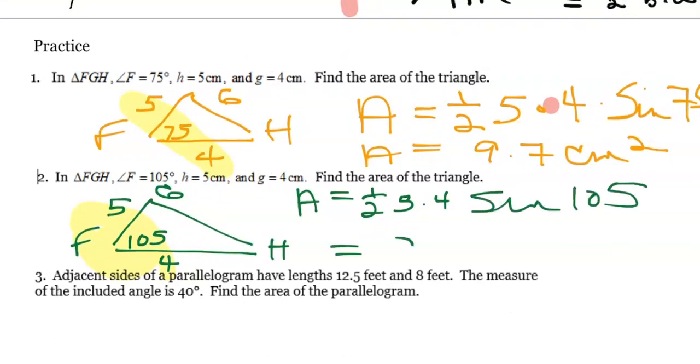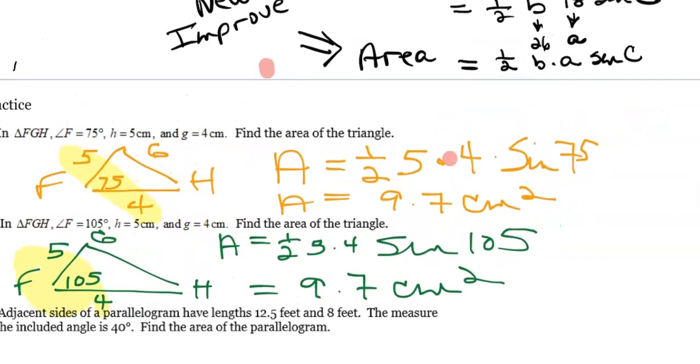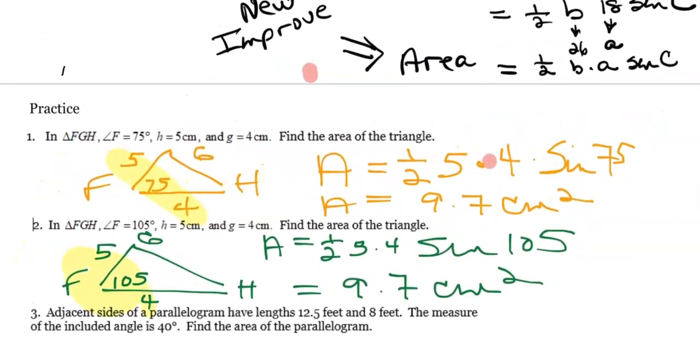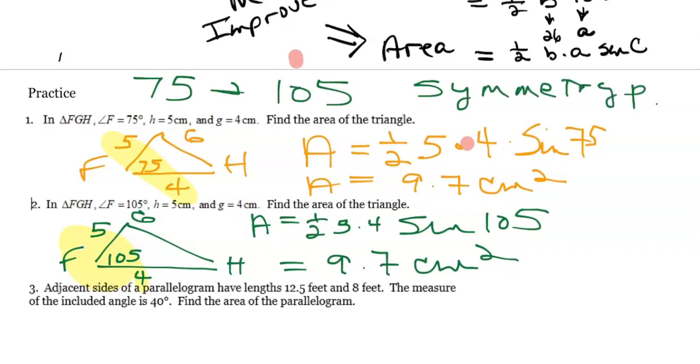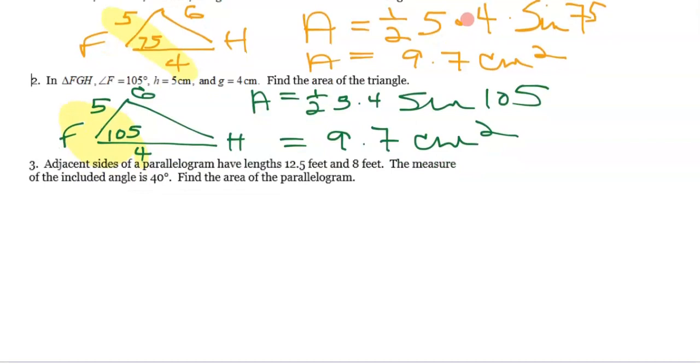And when I did that, I curiously got the exact same value. Why is that? Well, look at those two angles, 75 and 105. So 75 and 105 are symmetry partners. They have the same value for their sine. If you add them together, it's going to be 180 degrees. So this 75 would be the reference angle. 180 minus the reference angle is 105. Okay, so that's just a little aside.